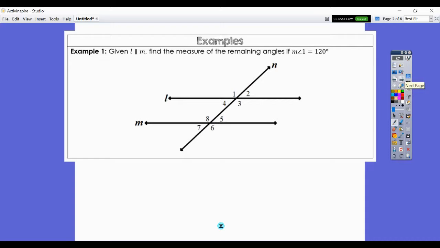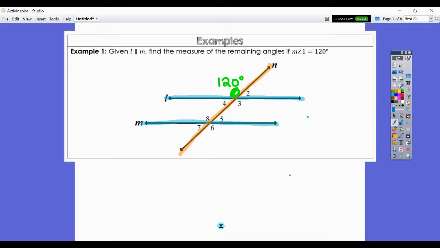So let's go ahead and use all this vocab for our first example here, which is going to be: given line L and M are parallel, so let's highlight those parallel. Find the measures of the remaining angles if the measure of angle 1 is 120. So right away, let's fill this in here with 120. That's going to be our measure of angle 1 there. And we're going to make this angle 1 our green O, kind of making that pattern.